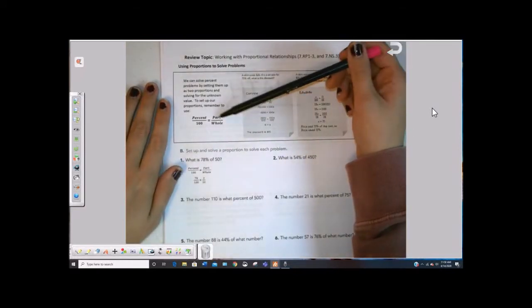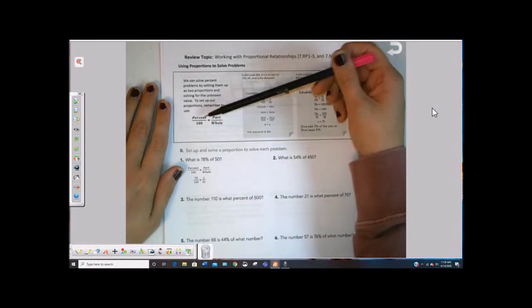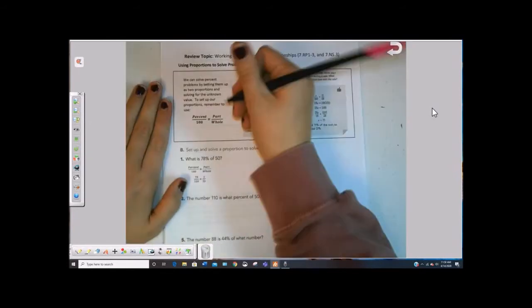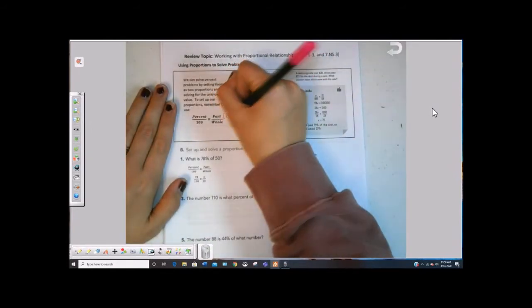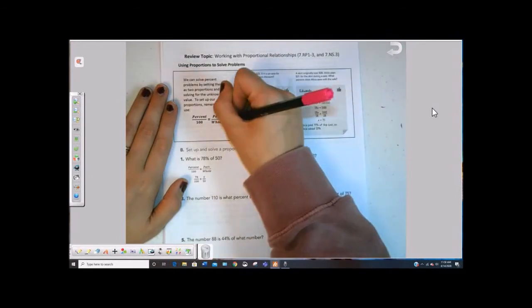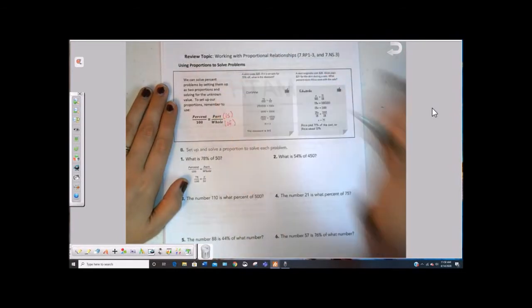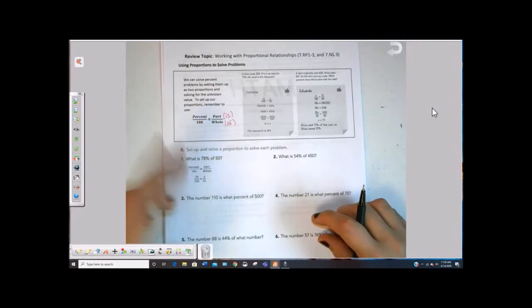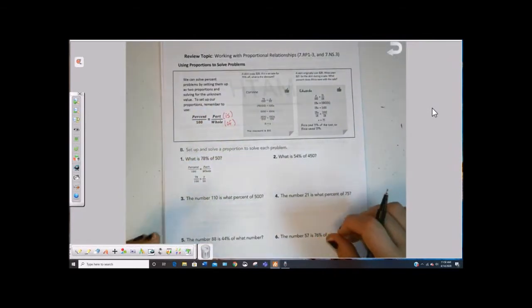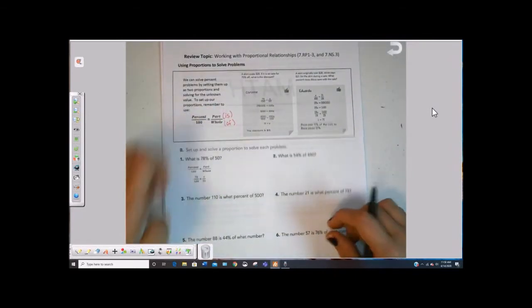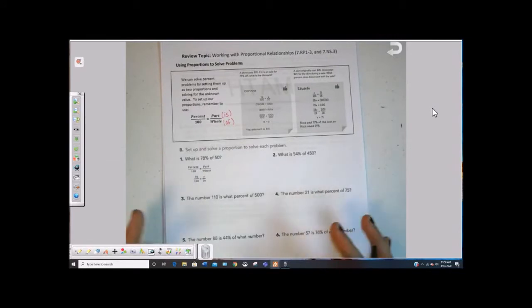So again, we're looking at that part over whole equals percent over 100. Just as a reminder, remember the word "is" goes with part and the word "of" goes with the whole. So when you see those words, that is representing your part or whole. Okay, so we're going to start over on number 1.